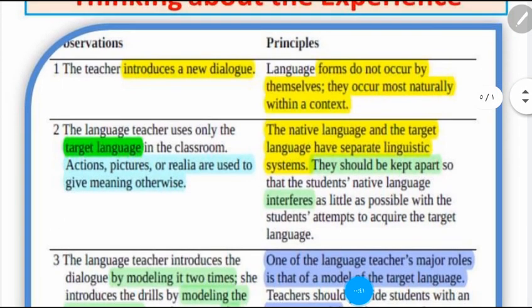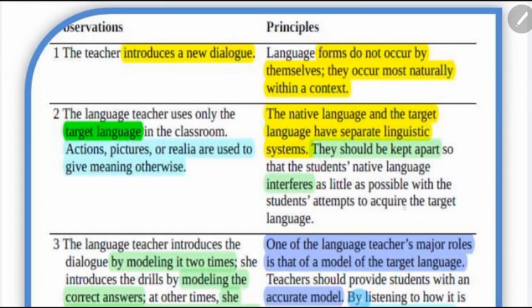The second point, the language teacher uses only the target language in the classroom. Also, the teacher may use actions, pictures, or realia to give meaning otherwise. The native language and the target language have separate linguistic systems. So to avoid interference between these two languages, they should be kept apart. So the teacher will not use the native language, they use the target language and sometimes use actions, pictures, or realia to make the meaning clear for the students.